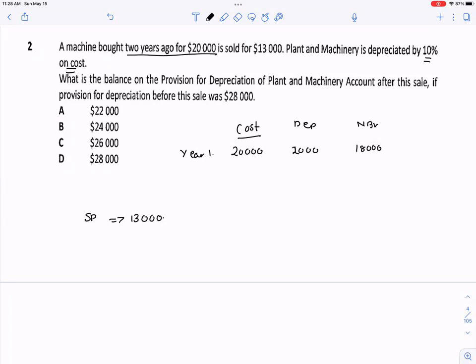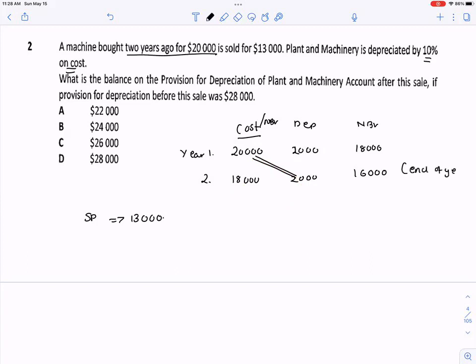Year 2, 18,000 would be the net book value. Depreciation amount would remain the same. It would be on cost because it is straight line method. Otherwise, I would charge depreciation on the reduced amount, but here I will charge depreciation on cost. Are you with me? So the net book value is how much? 16,000. Okay. This is the end of year 2.